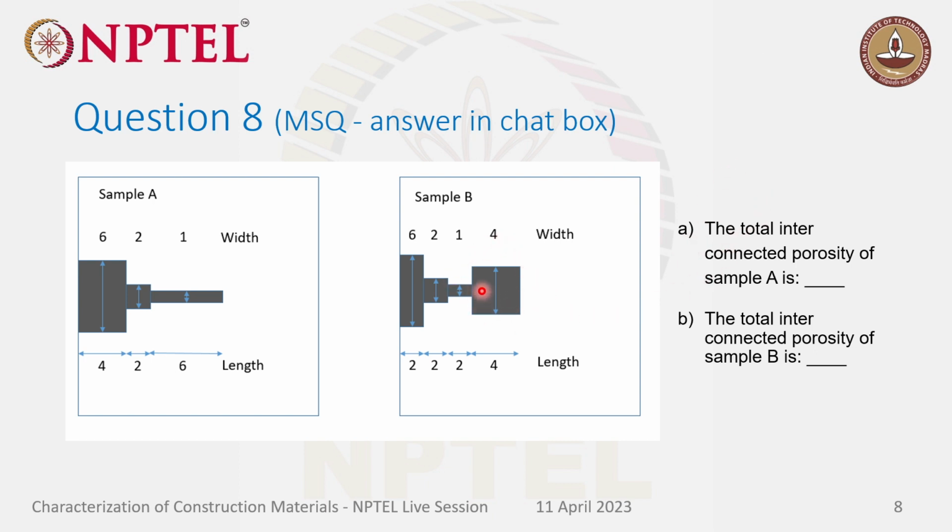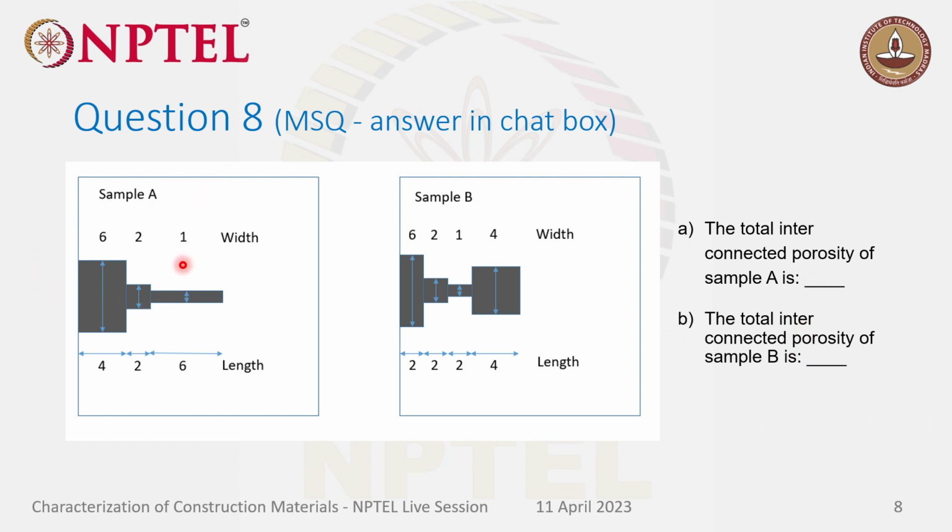Okay, in that case there is one more question. In the ninth question we can discuss what is different between sample A and sample B. Now we have to calculate the total interconnected porosity in sample A and sample B. In all these cases, there are interconnected pores, so you have to multiply and find the area of the total interconnected porosity. Let me start the timer for a minute. Please find the total interconnected porosity of A and B.